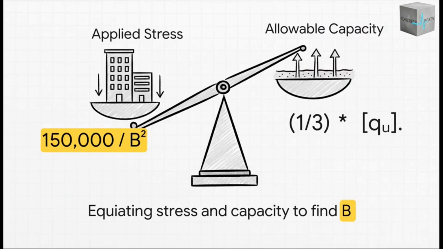So here's where it all comes together. On one side of the equation, you have the stress from our building pushing down. That's the 150,000-pound load spread over the area, B squared. And on the other side, you have the strength the soil can safely provide. That's the ultimate capacity, Q sub U, divided by our factor of safety of 3. These two sides have to balance out.